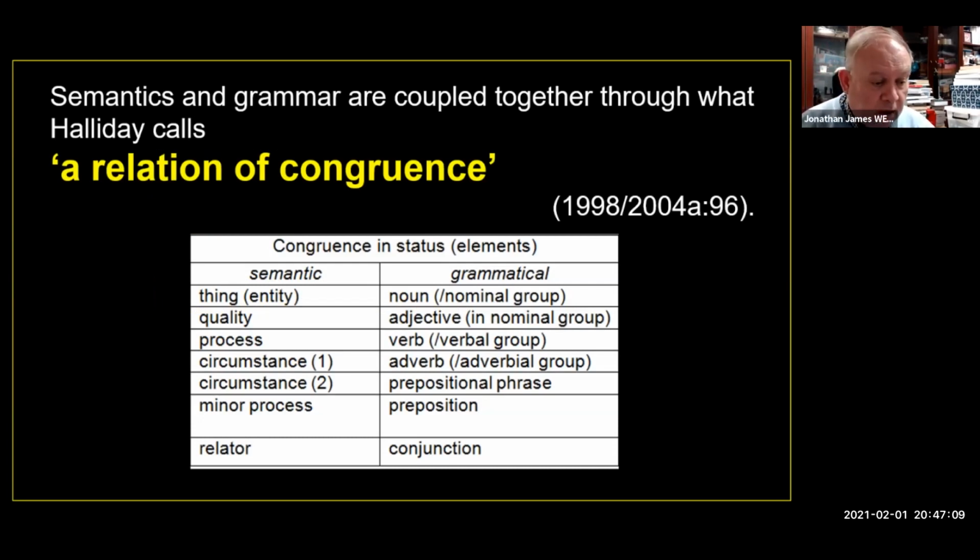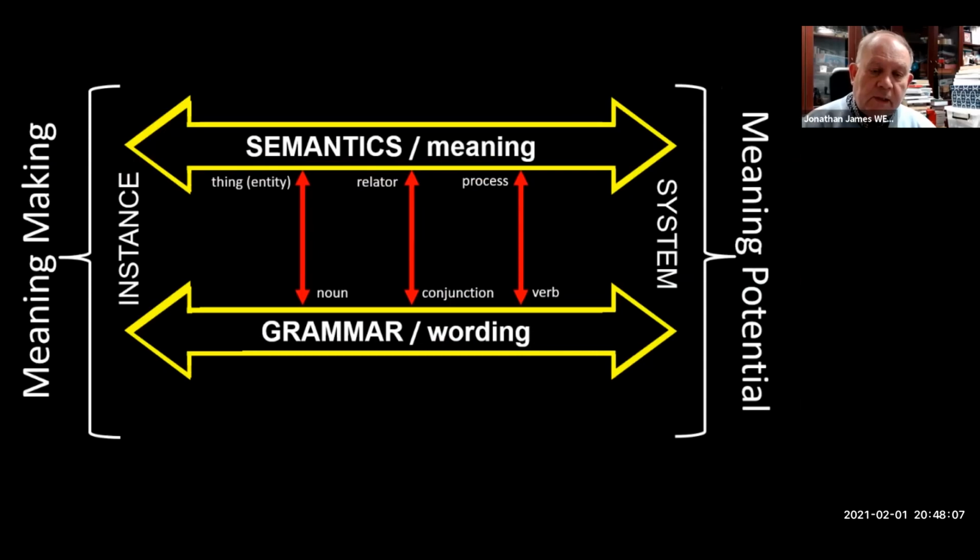We begin where the way we usually see the world, we'll call it the default. Halliday calls it the relation of congruence. What's congruence mean? It is the straightforward, the expected, the default. By default, things are nouns, qualities we describe with adjectives, processes we describe with verbs, and so on. Go down the list. So what we can say is that meaning and grammar are sort of tied one to the other. They're linked. Things are nouns. Verbs are processes. Conjunctions are relators.